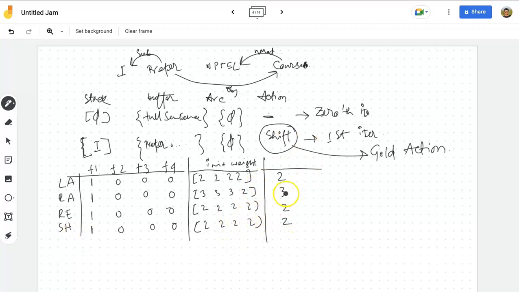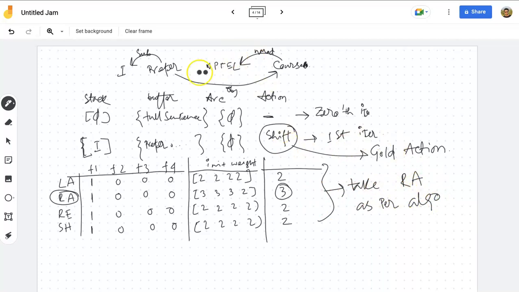So what is the maximum value? The maximum value is 3. And what action is it corresponding to? It is corresponding to right arc. So as per the algorithm, they are saying to take right arc.